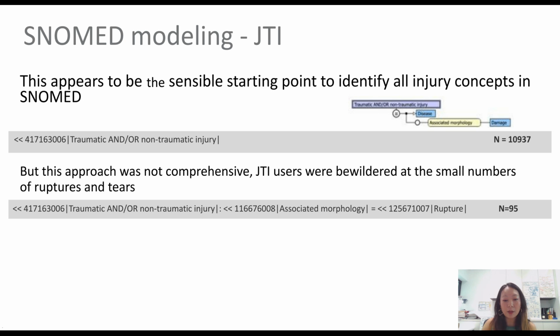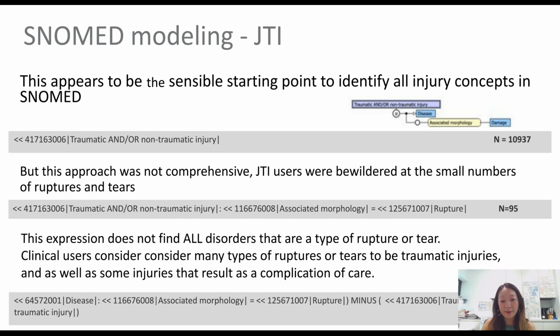But on looking at it a bit closely, we realized that this was not necessarily comprehensive. Some of our users were a little bit confused at the number of ruptures and tears that were available within that 10,000 concepts. So we had a look and we could see all the traumatic and or non-traumatic injuries that have an associated morphology of rupture. There was only actually 95 in the list.